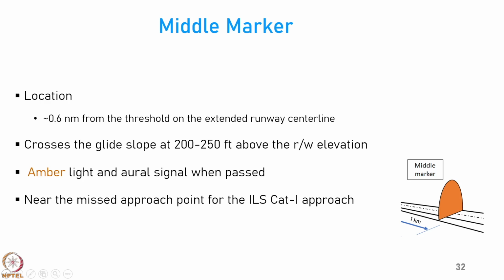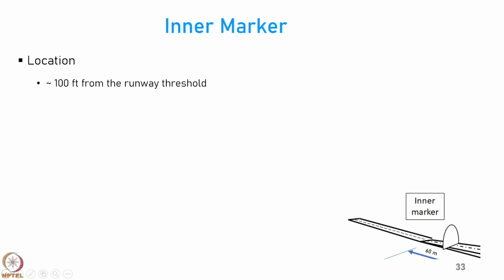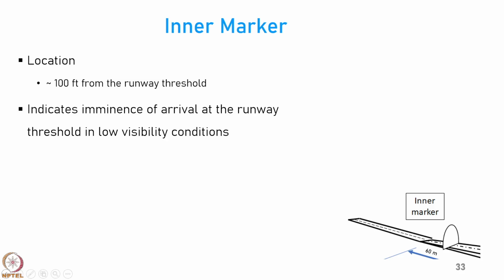So, when the pilot comes in to land in ILS category 1, when it reaches the middle marker, that is the point where normally the pilot decides whether to continue or to miss the approach. The inner marker is very near the runway threshold, around 60 meters or 100 feet from the runway threshold. It indicates the imminence of arrival at the runway in low visibility conditions because it is almost there. What is 60 meters? It will happen in a few seconds.